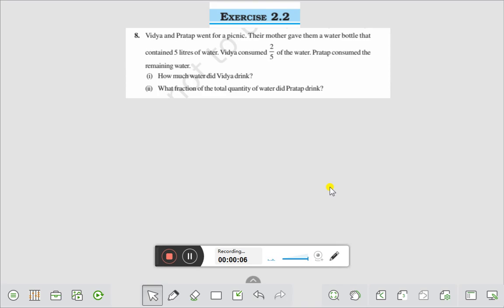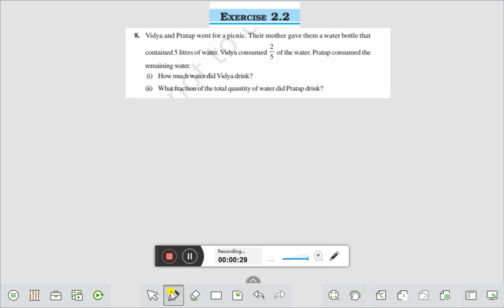Vidya and Pratap went for a picnic. Their mother gave them a water bottle that contained 5 liters of water. Vidya consumed 2 by 5 of the water. Pratap consumed the remaining water. Question 1: How much water did Vidya drink? Question 2: What fraction of the total quantity of water did Pratap drink?